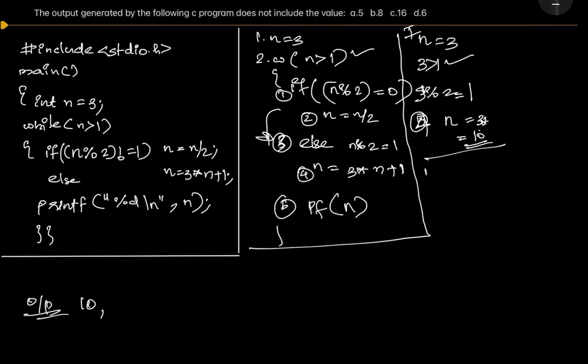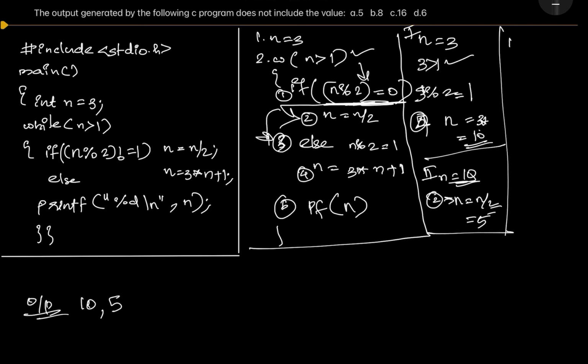And in the second iteration, n is 10, and 10 is greater than 1, right? So the while is still executing, and n mod 2 is 0 or 1? It's 10, an even number, so the remainder is 0. So n will be n by 2, that is 5. So the next output is 5.